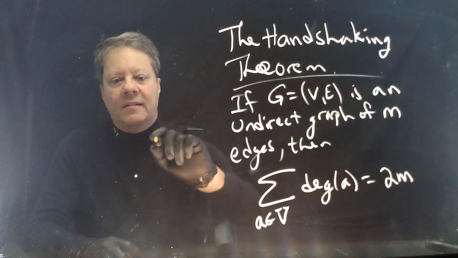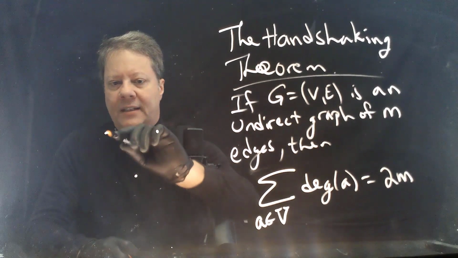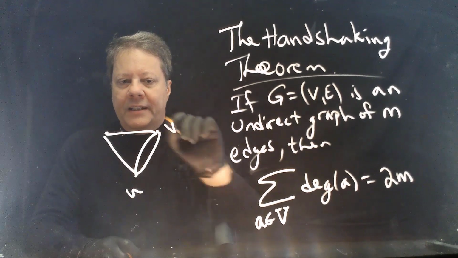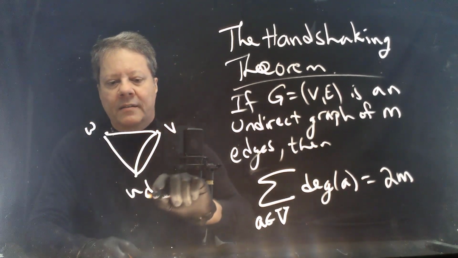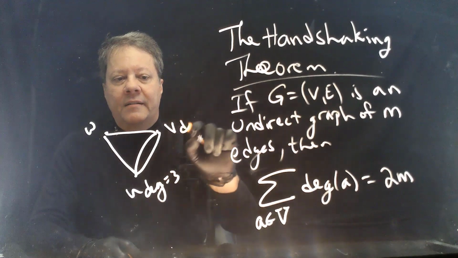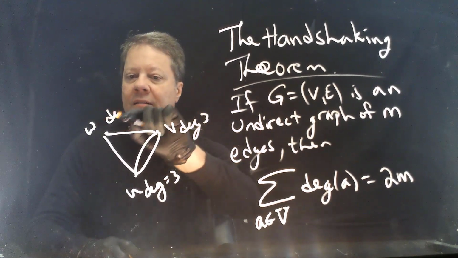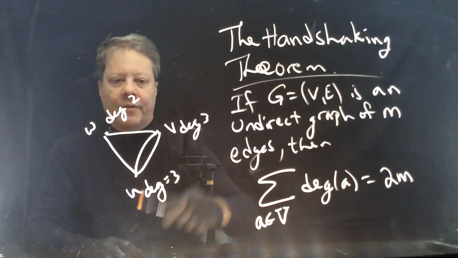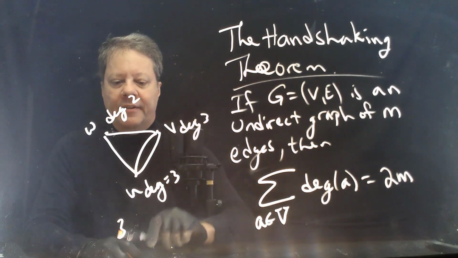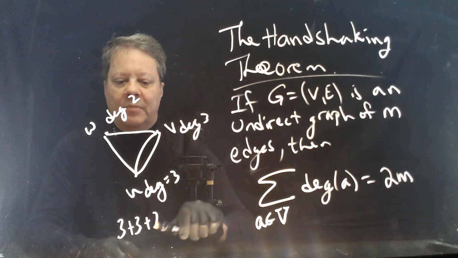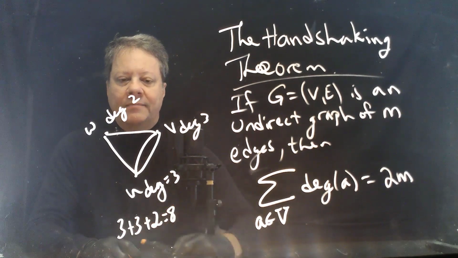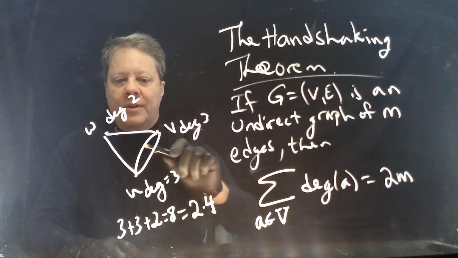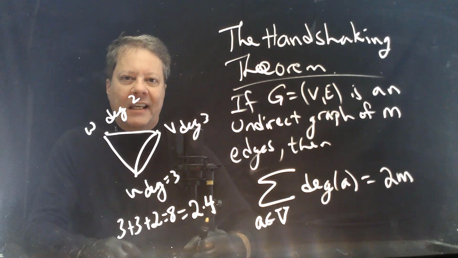To see this, let's suppose that we have a graph like this. We have U, V, and W. Here, the degree is 3, degree is 3, degree is 2. So if you add up the degrees for all of these vertices, you'll get 3 plus 3 plus 2, which is 8. That's supposed to be twice the number of edges, 1, 2, 3, 4, which you can see.